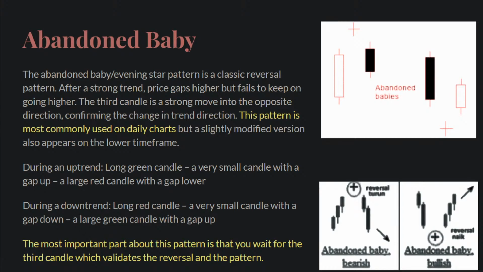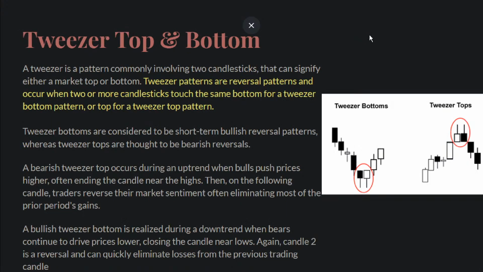Now, this isn't a very common pattern in my opinion, but when it happens, it's definitely something you want to be attentive to. The most important part of this pattern is that you wait for the third candle, which validates the reversal and the pattern. That's if you haven't already shorted the doji. But let's see. Tweezer tops and bottoms.